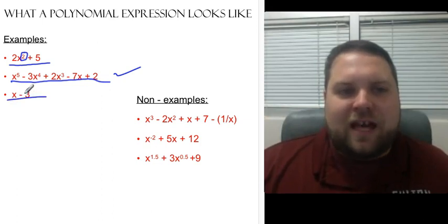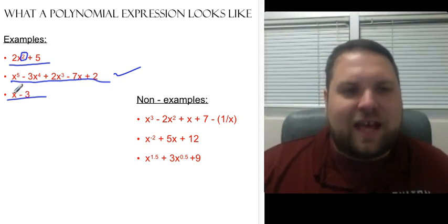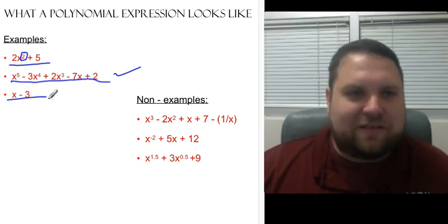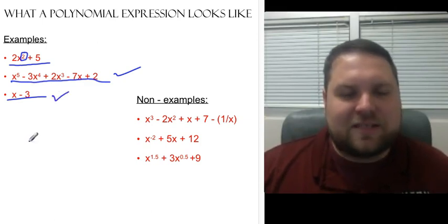So here, I've got just subtraction. I don't have any other operations, but that's okay. I'm allowed to have just subtraction. I don't have any exponents, but that's okay. All the exponents meet the rules. So this is a polynomial as well.